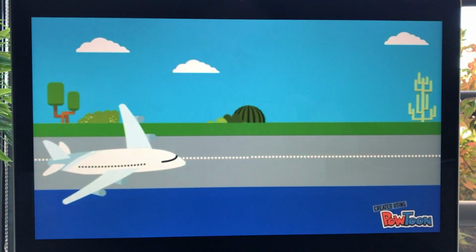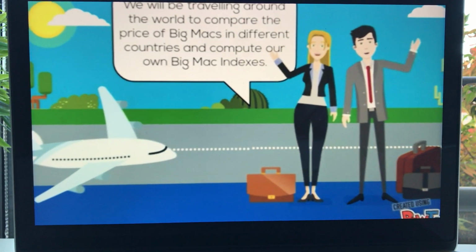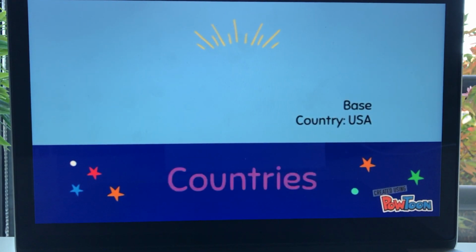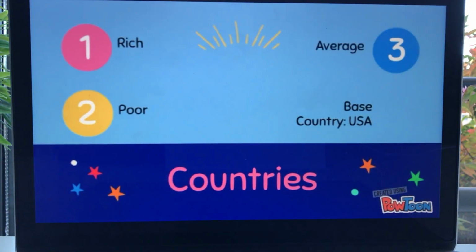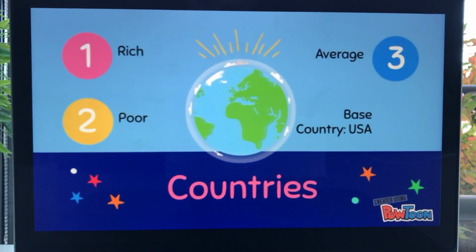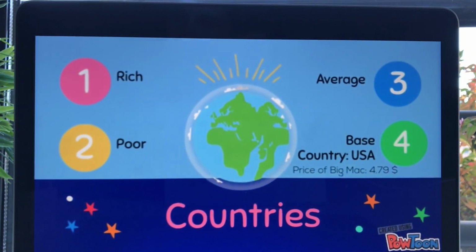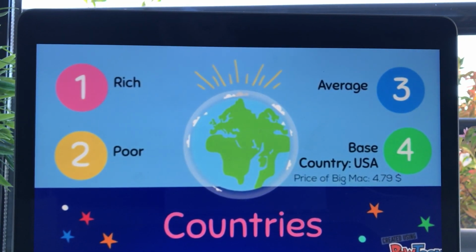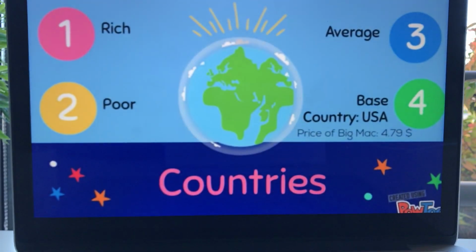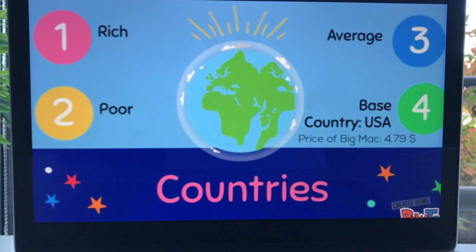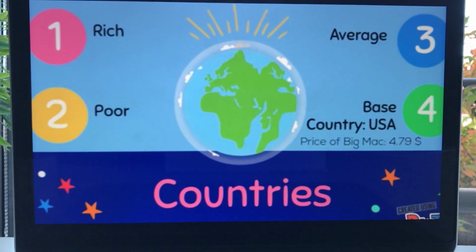We will be traveling around the world to compare the price of Big Macs in different countries and compute our own Big Mac indexes. We have chosen to analyze a different set of countries and we have grouped them into three groups: the rich countries, the poor countries, and the average countries. Our goal is to see whether there is a pattern between the exchange rates in rich countries, poor countries, and average countries. The base country that we are going to use for this project is the United States of America, and the price of a Big Mac there is $4.79.